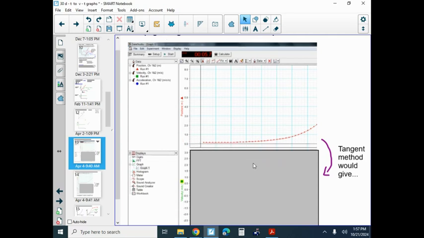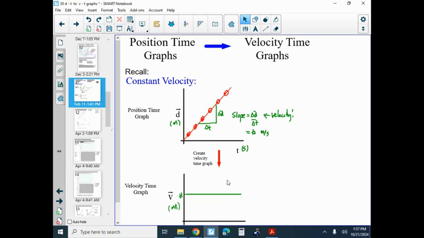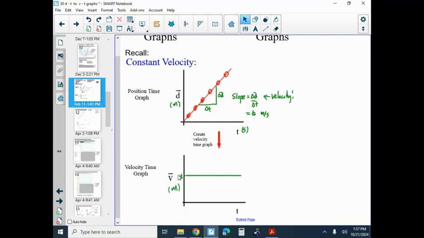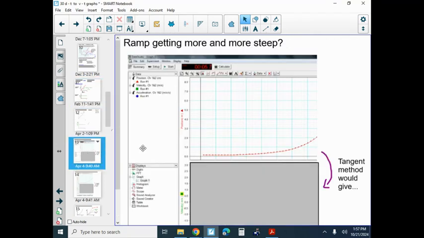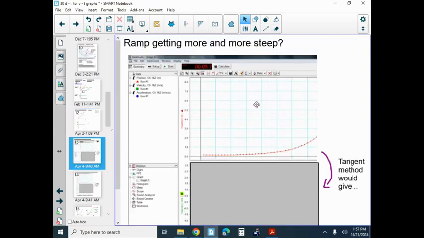What if we had the situation where the ramp was getting more and more steep? So we know this would be the situation if we had a ramp at a certain steepness, we'd have, sorry, I'm thinking of something different here. So this is totally different. This is now a new situation where we have a ramp getting more and more steep. I should have had another slide in here.